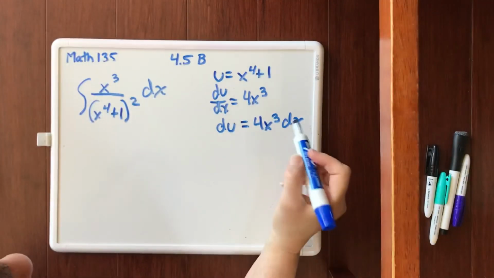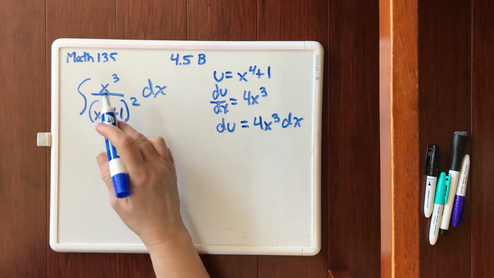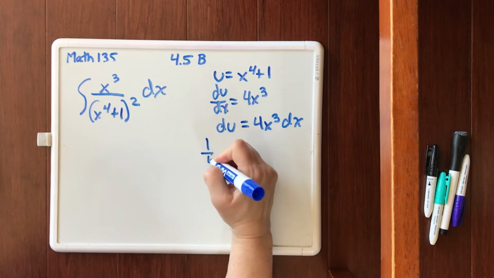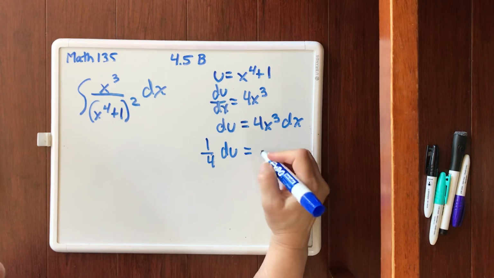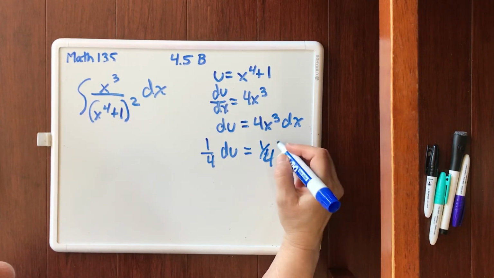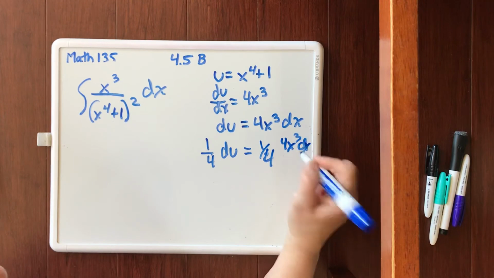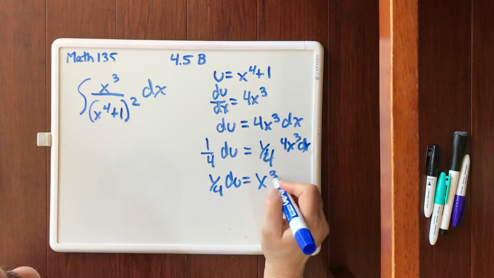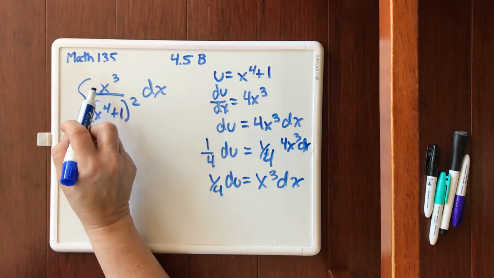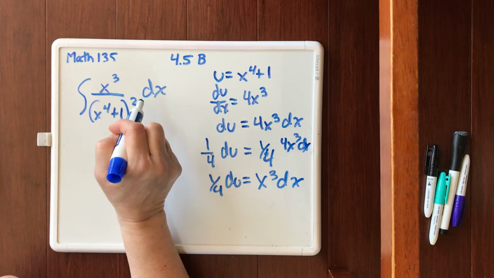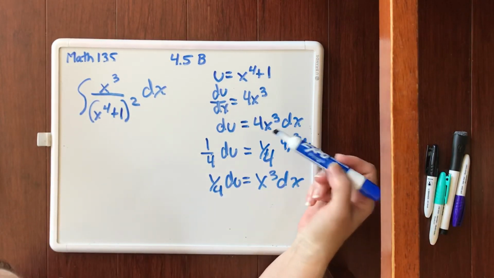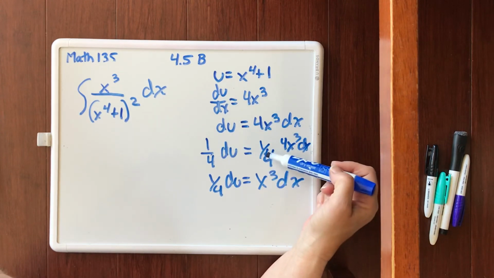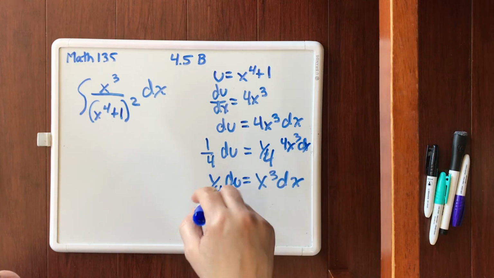Oh, but wait a minute. We have a dx, we have a 4x cubed, but we only have an x cubed. So we're going to have to handle this differently. We're going to have to divide by 4. 1/4 du is 1/4 times 4x cubed dx. And that gives us 1/4 du equals x cubed dx. And that's what we wanted, because there's the x cubed and there's the dx. All right, so let me state that again. Because we had a 4 next to this x cubed, we had to get rid of it. So we divide both sides by 4, and that gets rid of it. So now we have 1/4 du.